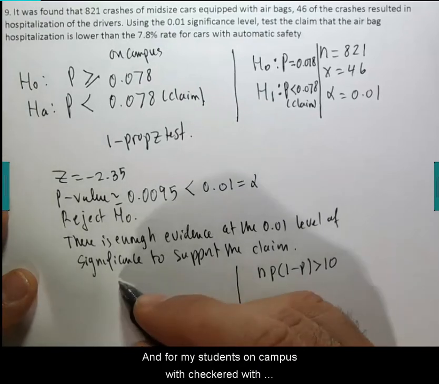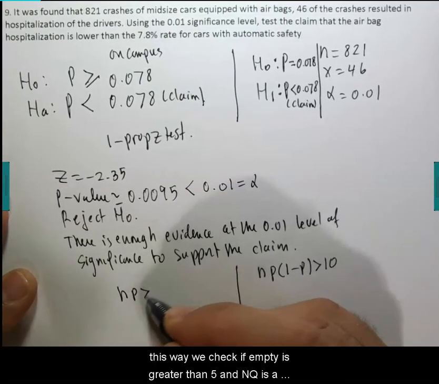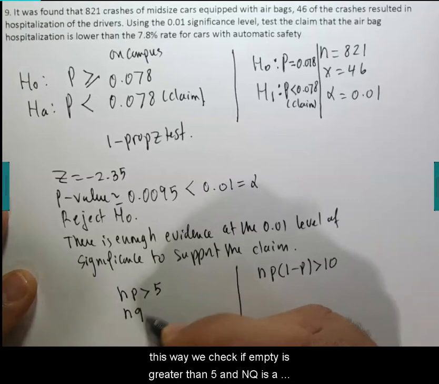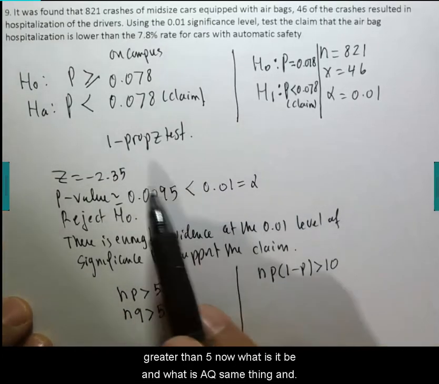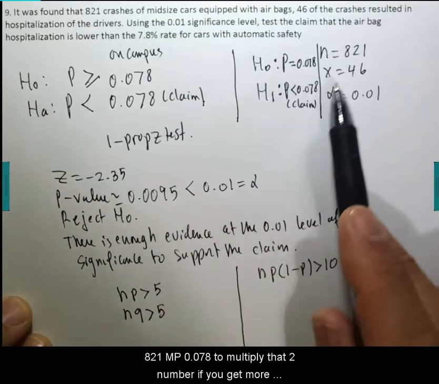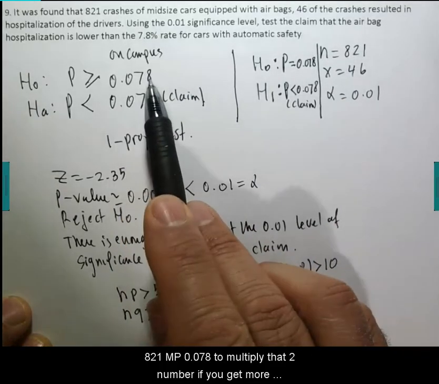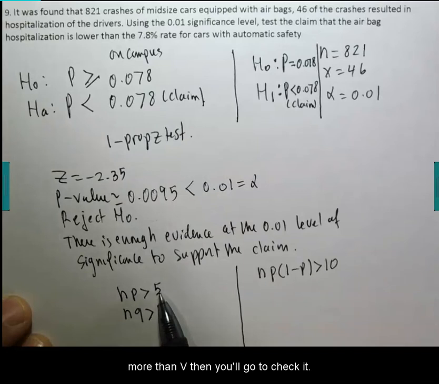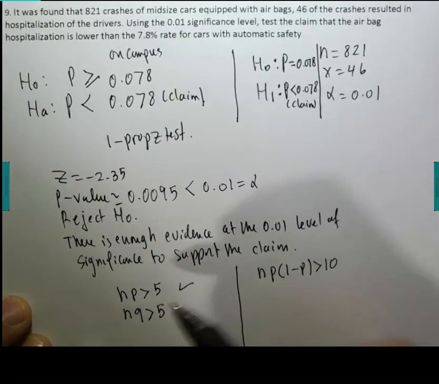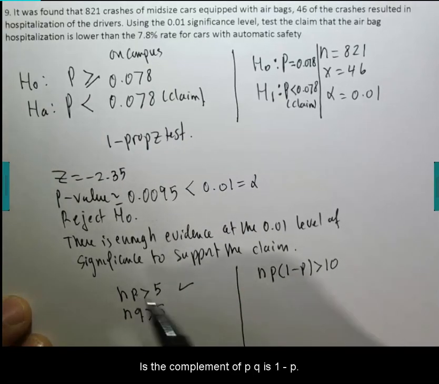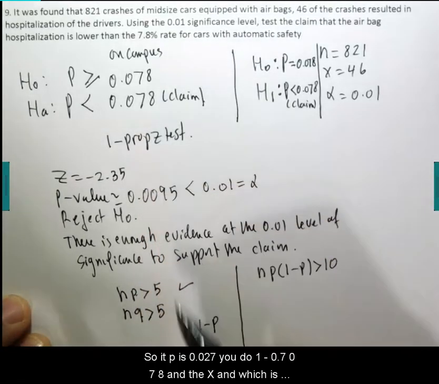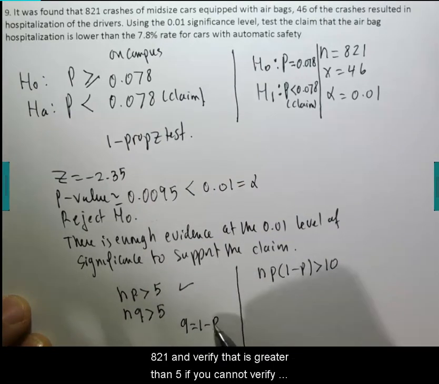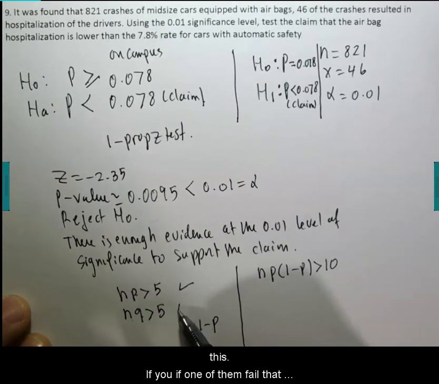And for my students on campus, we check it this way. We check if np is greater than 5 and nq is greater than 5. Now, what is p and what is q? Same thing. n is 821 and p is 0.078. So you multiply the two numbers. If you get more than 5, then you're good. You check it. q is the complement of p. q is 1 minus p. So if p is 0.078, you do 1 minus 0.078 and then multiply it by n, which is 821, and verify that it is greater than 5.